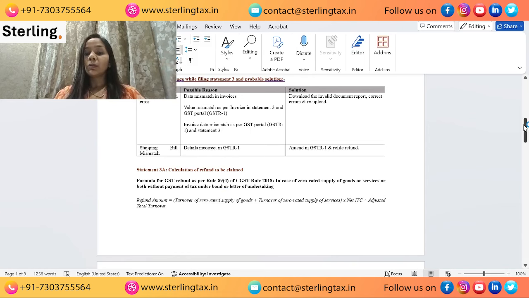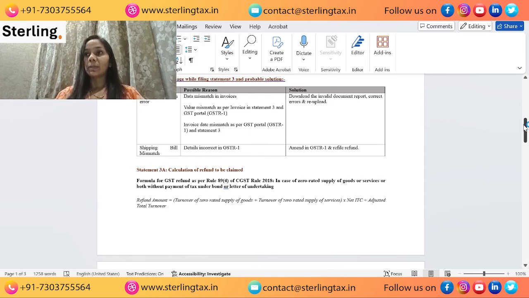What do you mean by the turnover of zero rated supply? Zero rated supply basically covers two things: zero rated supply of services and zero rated supply of goods. In case of zero rated supply of services, we have to consider whatever payment we have received outside India during the relevant tax period.